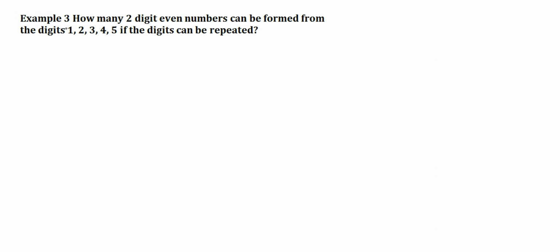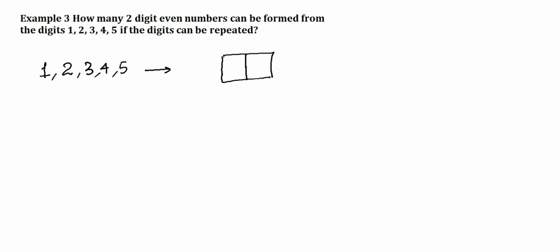Example 3. How many two-digit even numbers can be formed from the digits 1, 2, 3, 4, 5 if the digits can be repeated? Okay. So we have these digits 1, 2, 3, 4 and 5. And what we have to do is form two-digit even numbers.